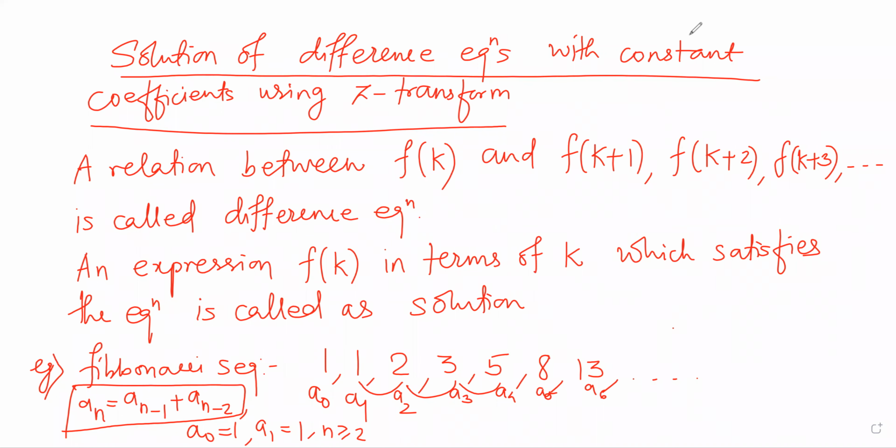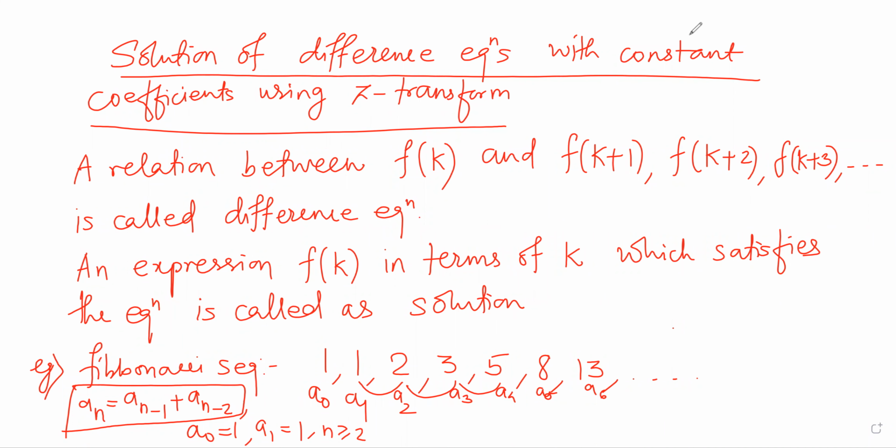So now we have seen earlier the results for shifting properties, correct? F of k plus n for causal sequence and so on. So that only we are going to do it here. So let us start with this.